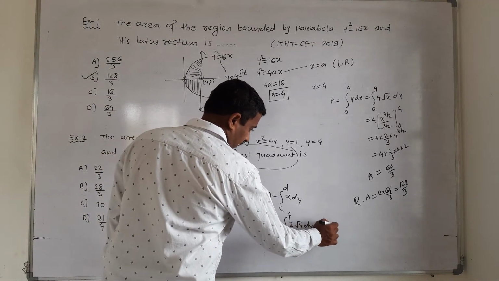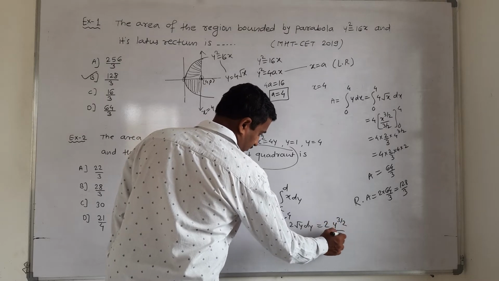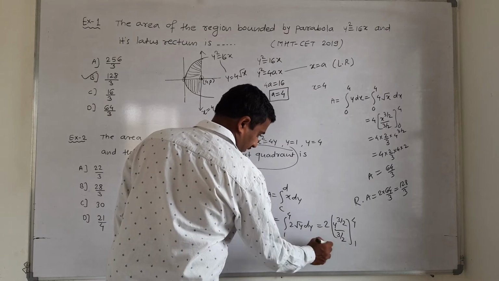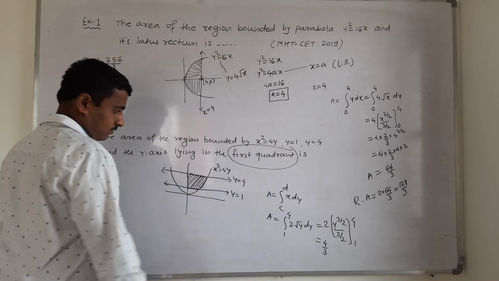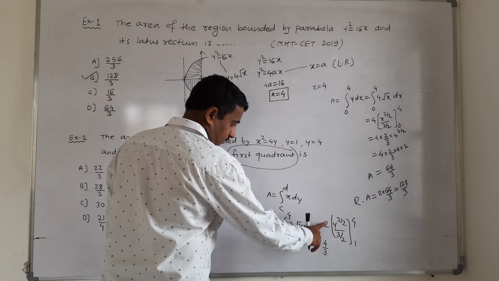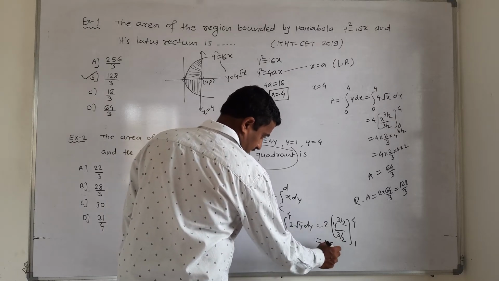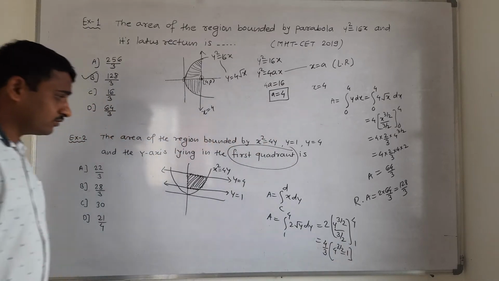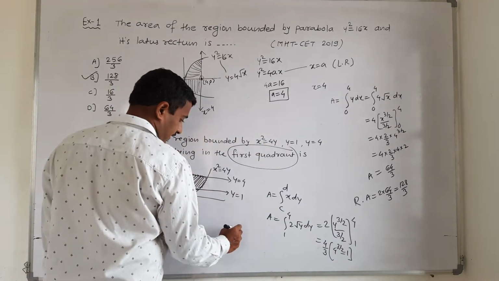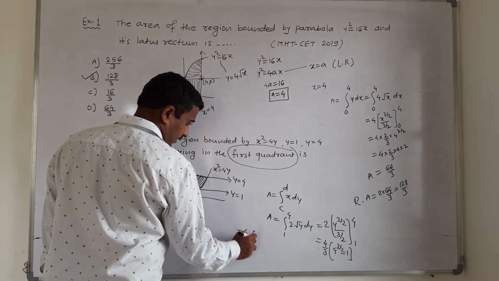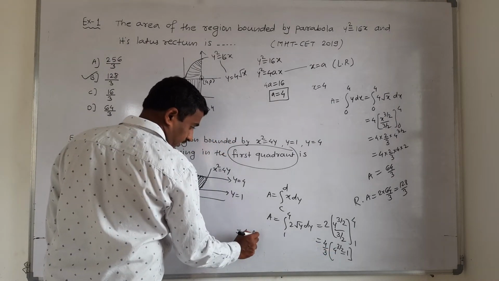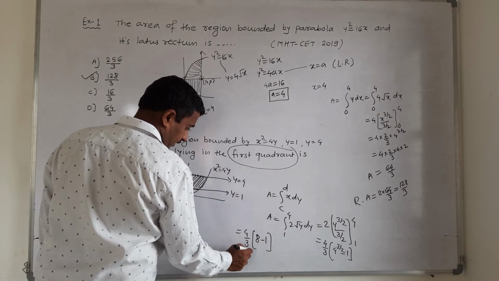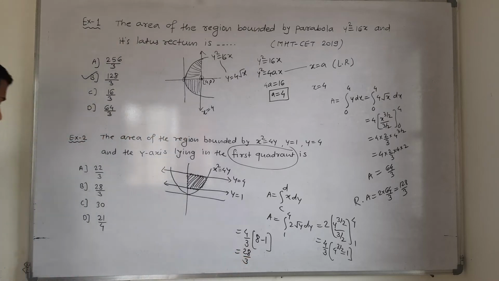Then 2 out, root y raised to 3 by 2 upon 3 by 2, then upper minus lower, 1 to 4. The reverse of 3 by 2 is 2 by 3, and 2 times that is 4 by 3. Upper, that is 4 raised to 3 by 2, minus 1 raised to 3 by 2, which is 1. 4 raised to 3 by 2 is 4 and root 4, that is 8. So 4 by 3 into 8 minus 1, 7. 7 times 4 is 28 by 3. That is option B.